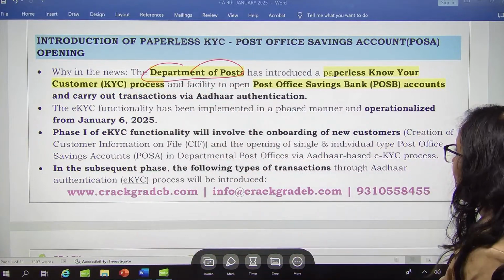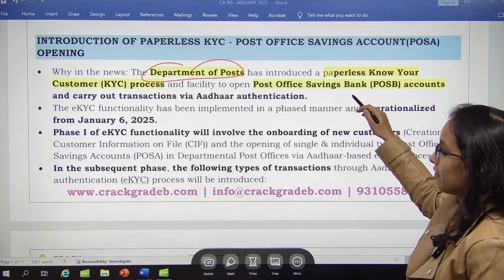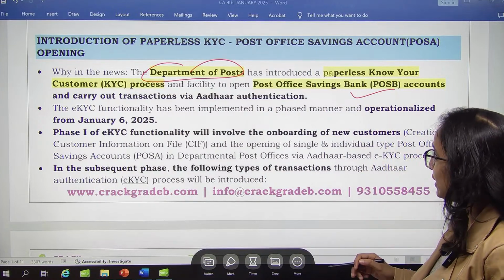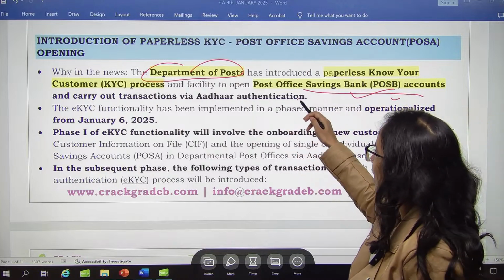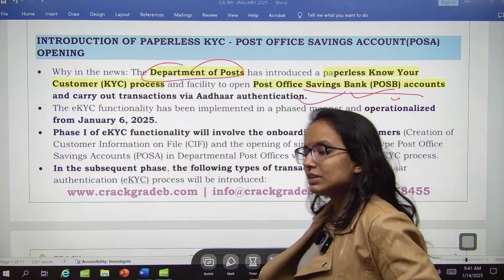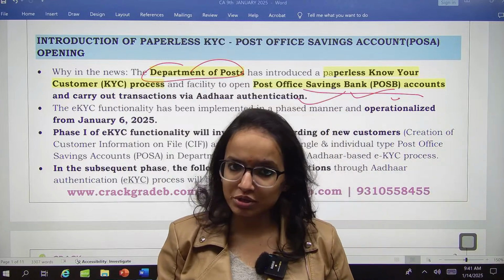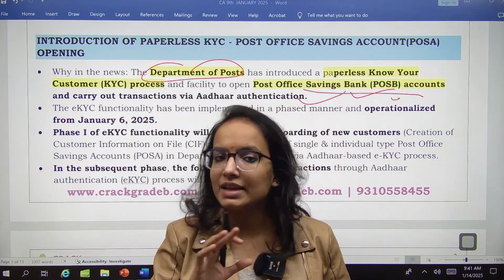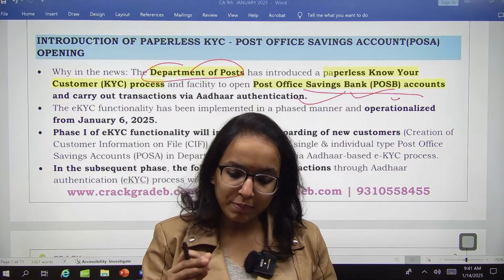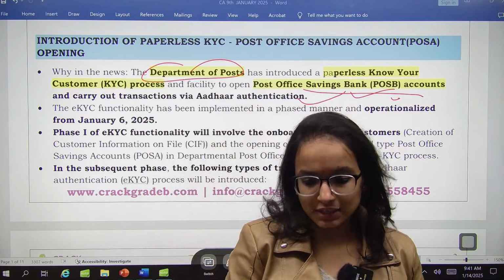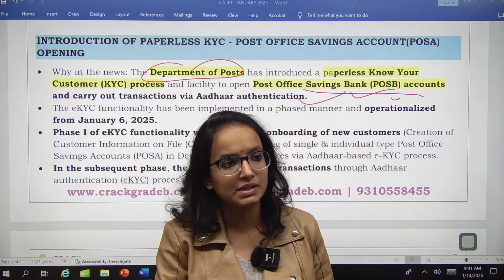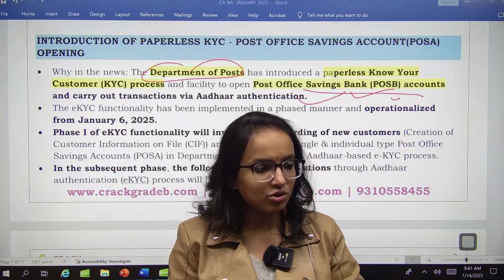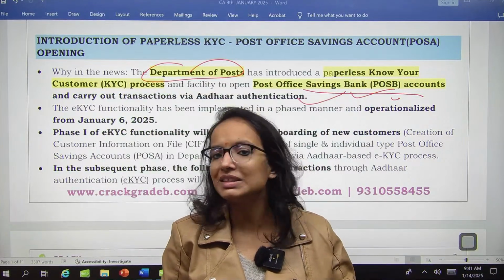Department of Post has introduced a paperless KYC process facility to open post office savings bank accounts and carry out transactions via Aadhaar authentication. So, the Department of Post under the Government of India has provided for online KYC. Now, for all the accounts you have with the Department of Post, the postal department, verification, documentation, KYC would be done online, so you need not go separately and then provide the documents physically, right?